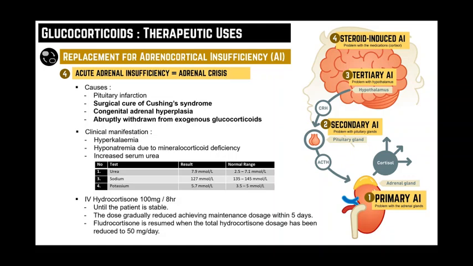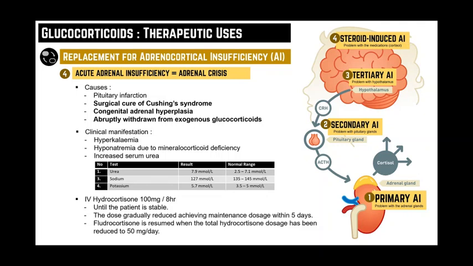To treat this, the patient usually will receive IV hydrocortisone 100 mg every 8 hours. The dose will be given until the patient is stable. And the dose must gradually be reduced to achieve the maintenance dose within 5 days. And fludrocortisone is resumed when the total hydrocortisone dosage has been reduced to 50 mg per day.